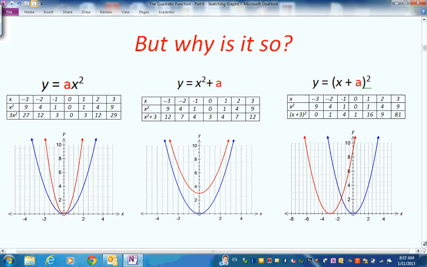Here we are. You've been waiting, haven't you, budding young mathematicians? Why does it all work? Let's have a look. Why is it so? When you have y equals ax squared and you change a, why do you change the steepness, or why is this a dilation, or sometimes we call it a stretch? How does that work? Let's go back to a table of values. There's some x values, and when I square them we get these.